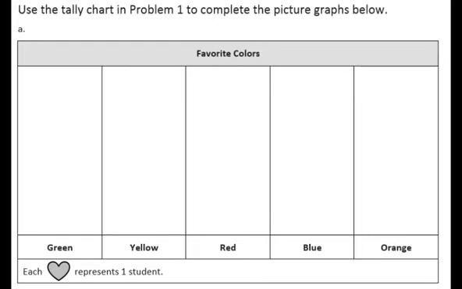Now we're going to take our information from our tally chart and turn it into a picture graph. The key to a picture graph is the legend, or this little section down here. For this graph, it says each heart will represent 1 student. So I look back at how many students chose each color, and for each student I'm going to draw 1 heart. So for green, there were 4 students who chose green, so I'm going to draw 4 hearts.